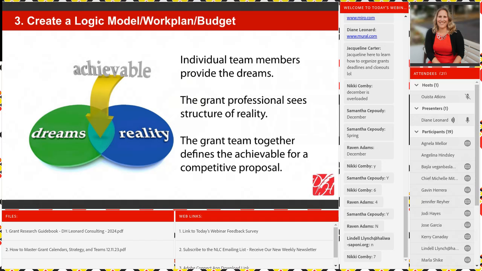So as we think about these key elements of applications, logic model, work plan, and budget, that often look really different from one application to the next, they are going to be a great space, a very distinct space that we can ask our colleagues to contribute to.